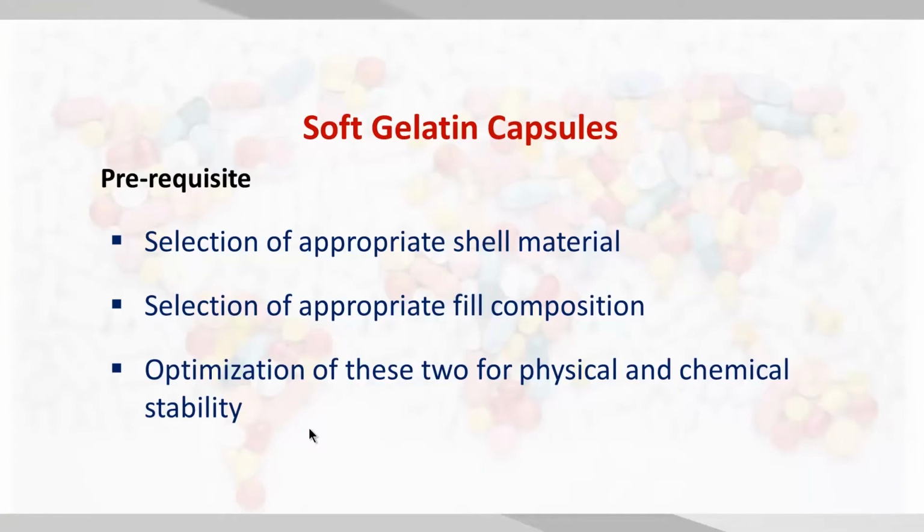Now, I would like to discuss the prerequisites of soft gelatin capsule formation. There are 3 points we majorly have to monitor during the formulation of soft gelatin capsule. Number 1 is selection of appropriate shell material. Number 2, selection of appropriate fill composition, and the third one is optimization of these two principles for physical and chemical stability.